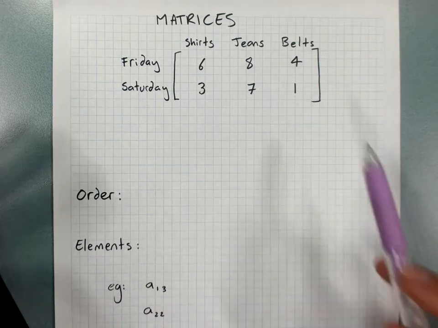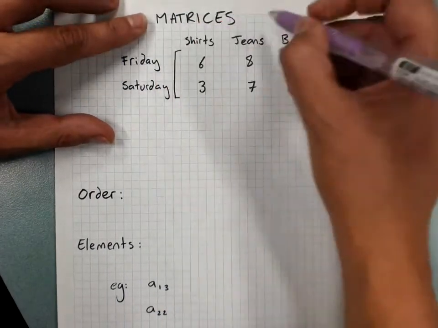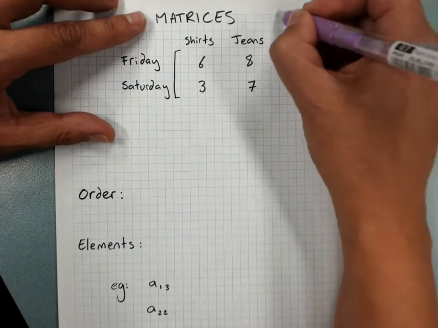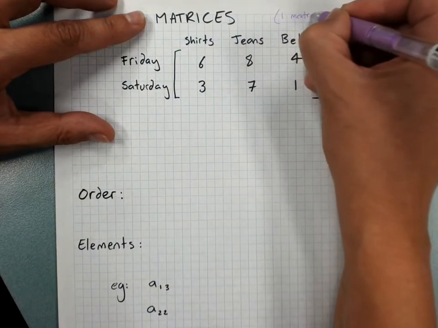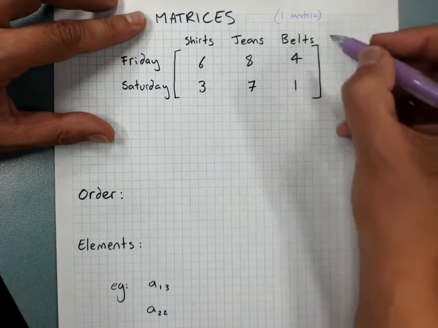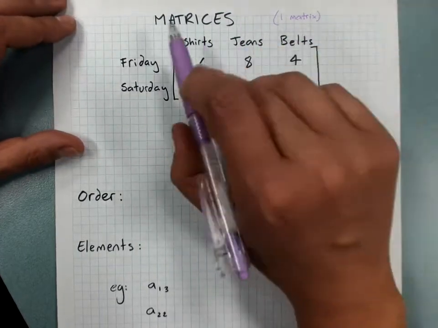Matrices. Matrices is our plural. One matrix, like the film. So the singular is matrix, matrices, plural.